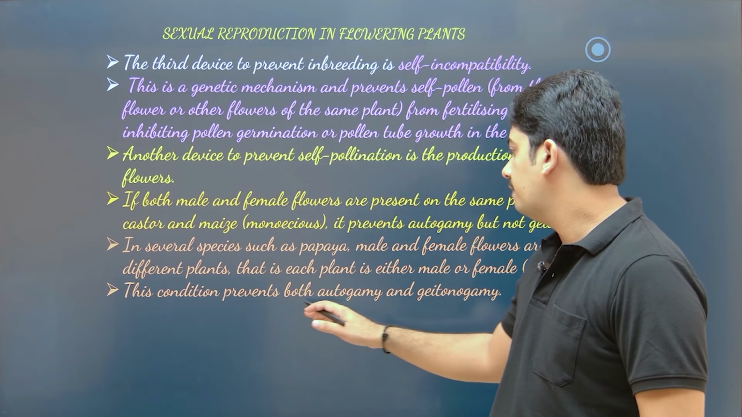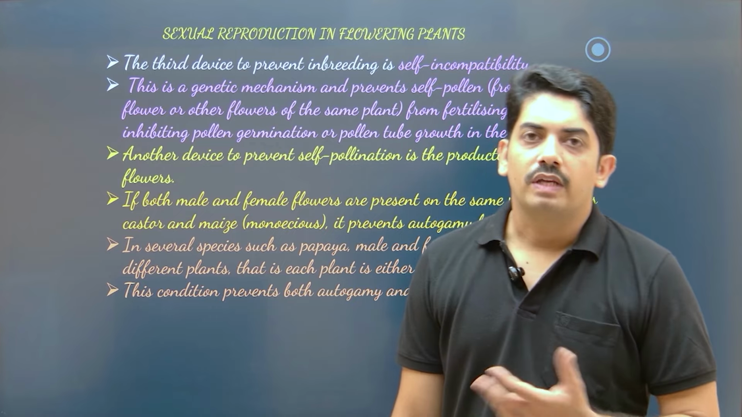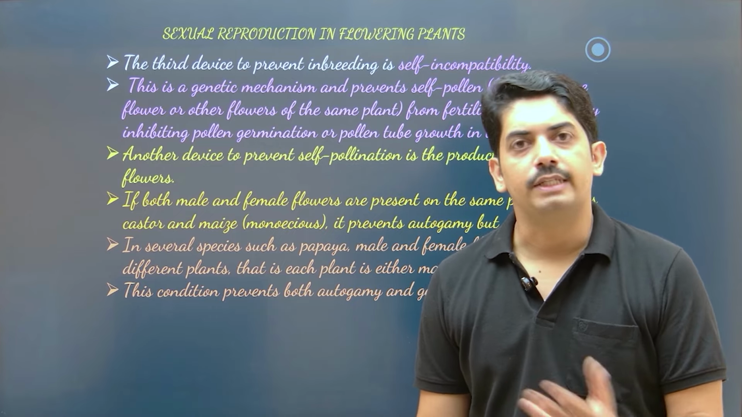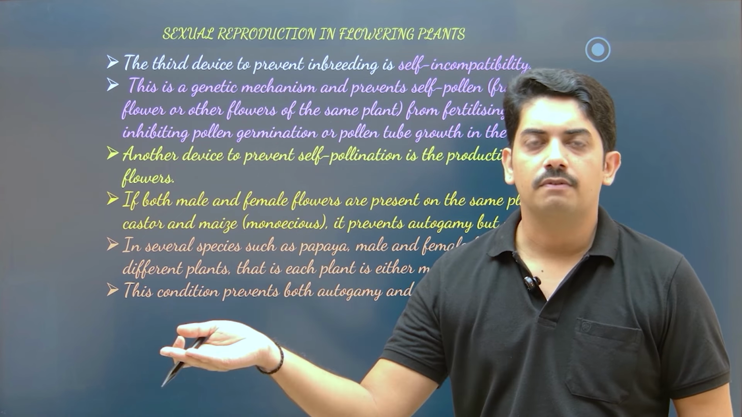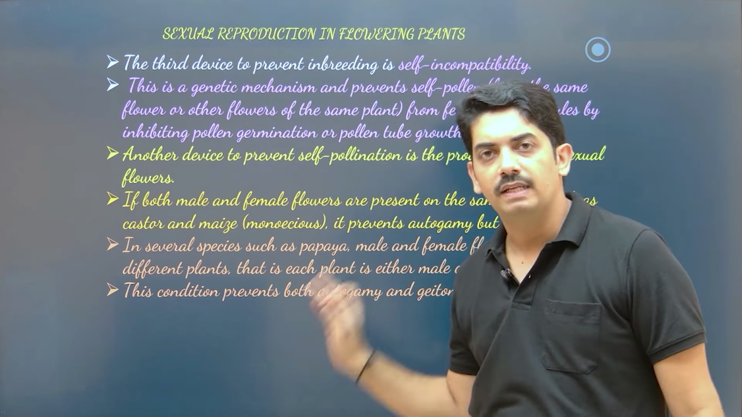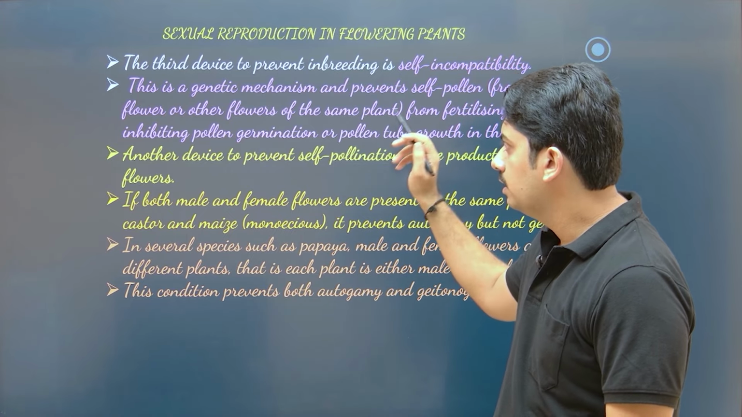This condition prevents both autogamy and geitonogamy. As I said, autogamy means self-pollen pollinating the flower. Geitonogamy means pollen from a different flower of the same plant pollinating the flower. Both will not take place in this case. So one is self-incompatibility, and the second thing is unisexual flowers.